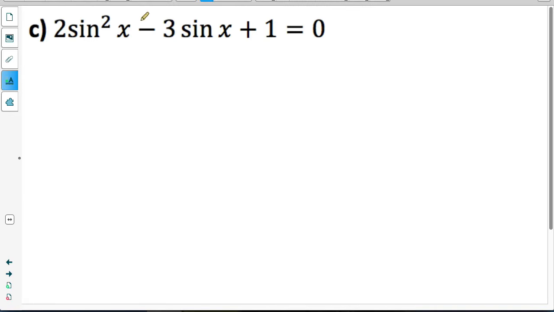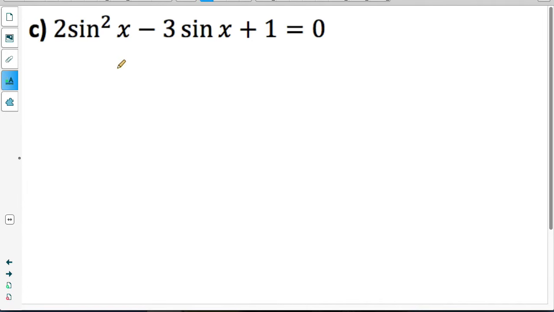Part C. This is another quadratic trig equation. I know it's quadratic because of the squared here. I have 2 sine squared of x minus 3 sine x plus 1 equals 0. So this quadratic is already set to 0. So what we want to do is see if we can get this into factored form. And remember, if you couldn't get it into factored form, you'd have to use the quadratic formula. But I think we can get this into factored form.